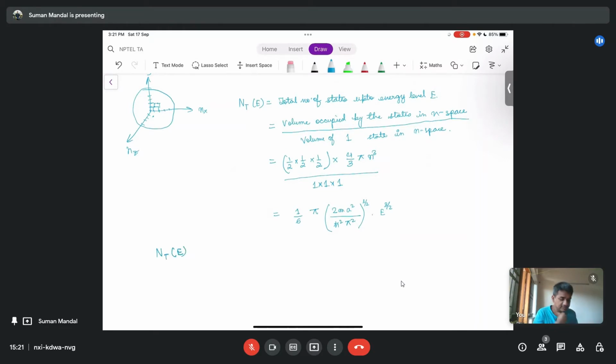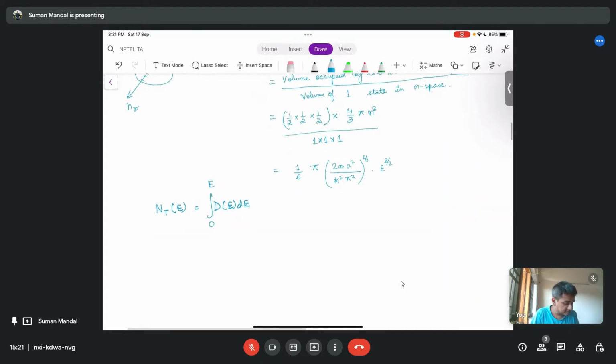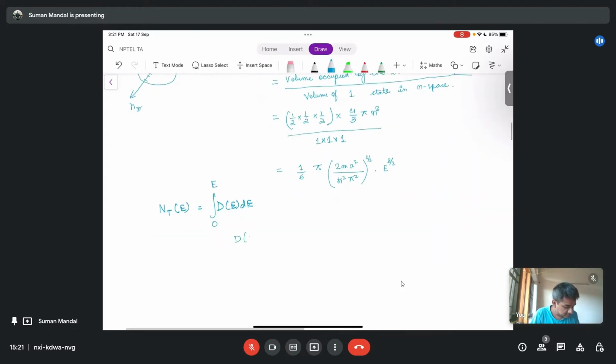And so this N up to some energy level E is basically the density of states integrated from the origin to the energy level E. And so if we want to find out the density of states, we can just differentiate with respect to dE. This will give us the density of states.